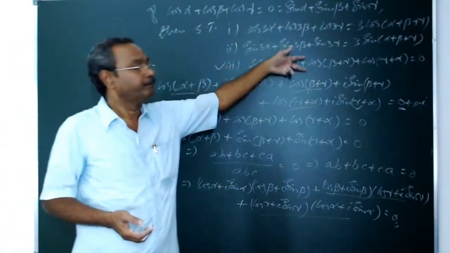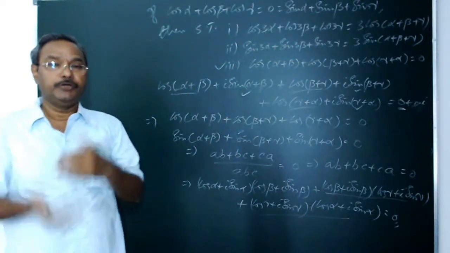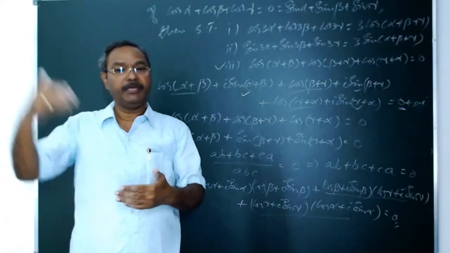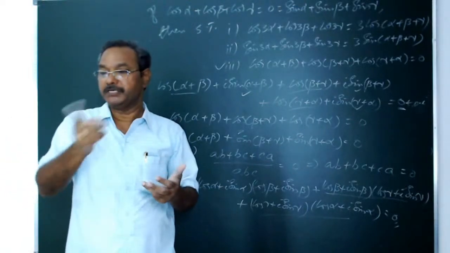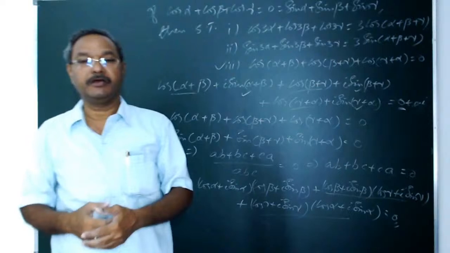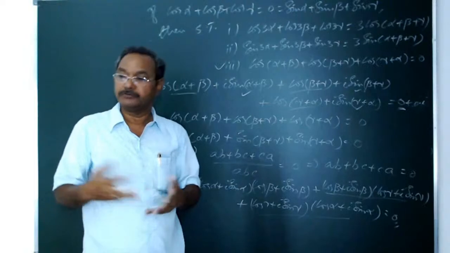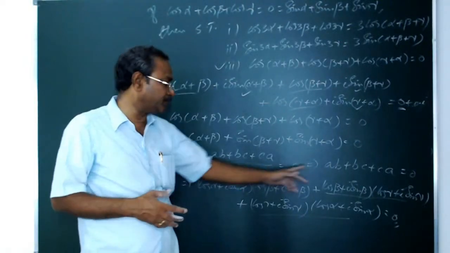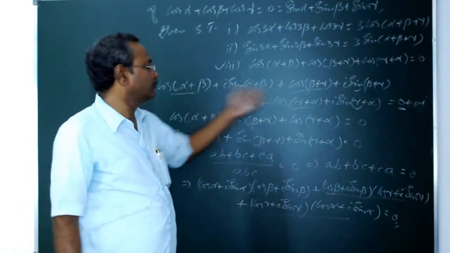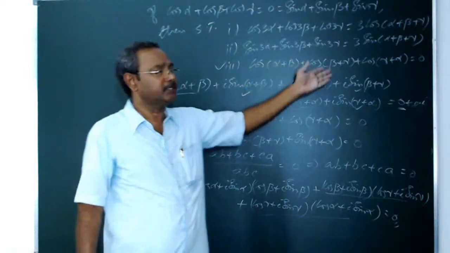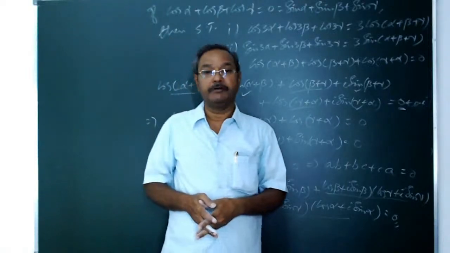For this one, you need to get AB plus BC plus CA. For that, we have to consider 1 by A, 1 by B, 1 by C, which is cos alpha minus i sin alpha, cos beta minus i sin beta, and cos gamma minus i sin gamma. And the summation, that is 1 by A plus 1 by B plus 1 by C, is equal to 0. That means AB plus BC plus CA equal to 0. By straight away multiplying the complex numbers and equating the real and imaginary parts, we got this result. So this is how the problems can be solved.